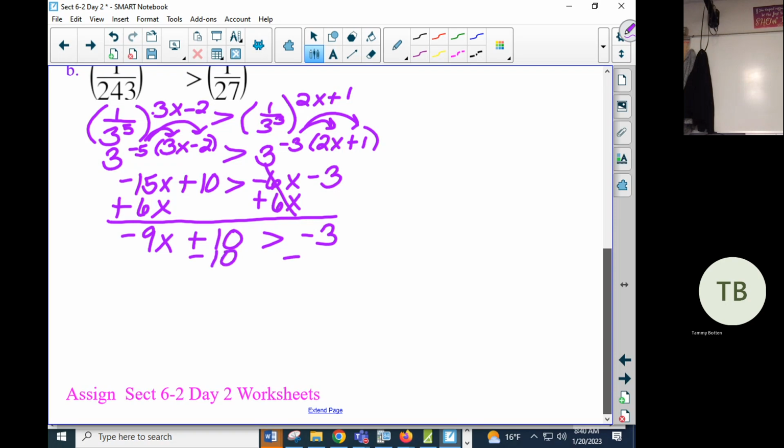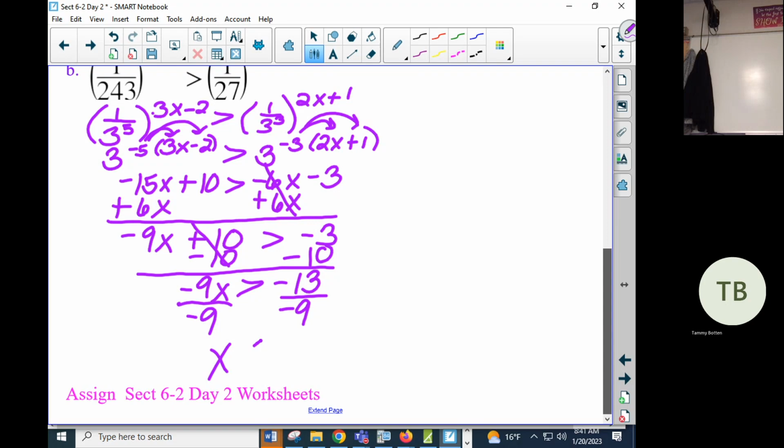Now I'm going to subtract 10. And I get -9x is greater than -13. And then I divide by a -9. And hopefully you'd know then instead of this, you'd go less than, and then it would be 13/9. Okay. You could leave that as 13/9, or you could divide it and it would be 1 point something. Either of those would be absolutely fine.